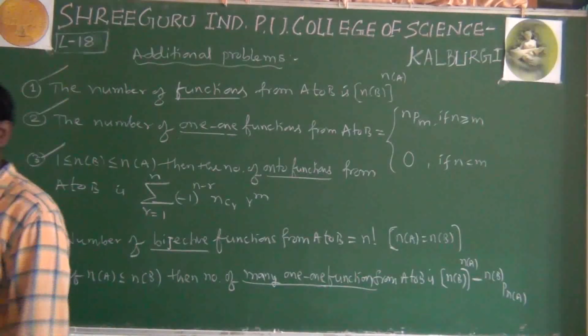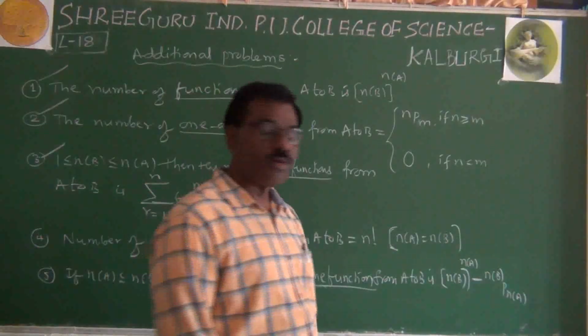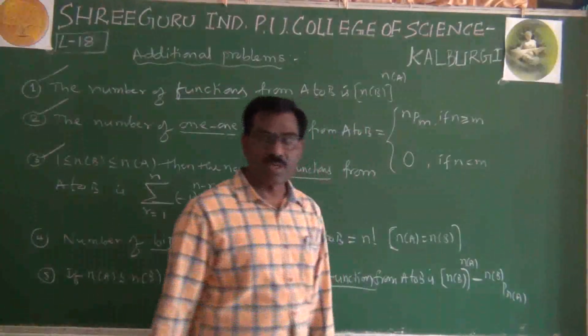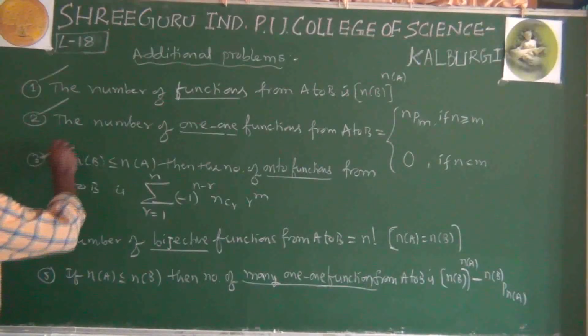R raised to m. You know what m and n are? m is the number of elements of set A. What is n? Number of elements of set B. So this is another point.